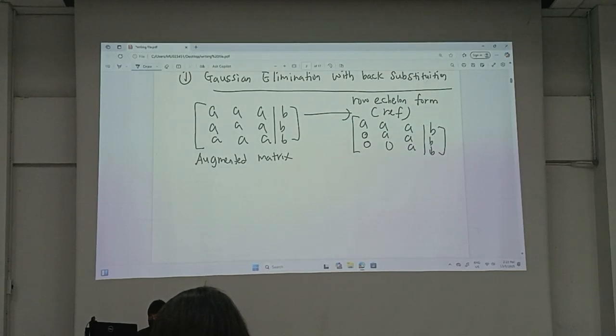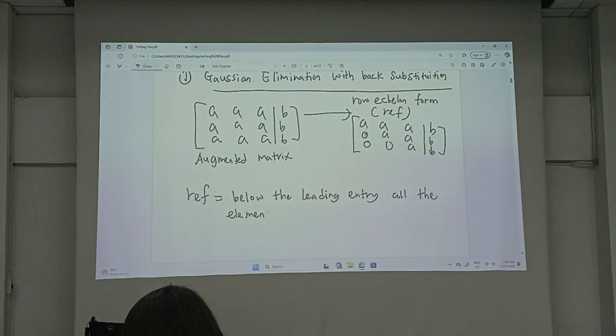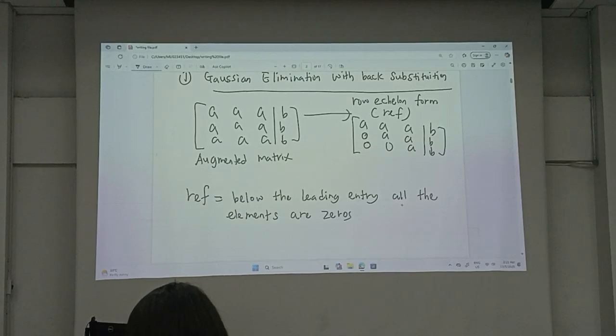So what does row echelon form mean? Row echelon form is: below the leading entry, all the elements are zeros.